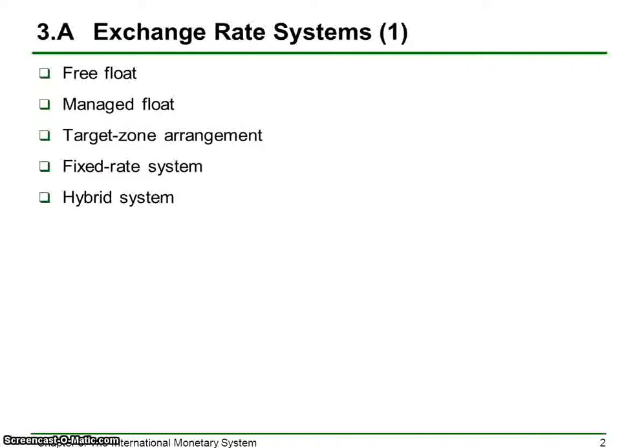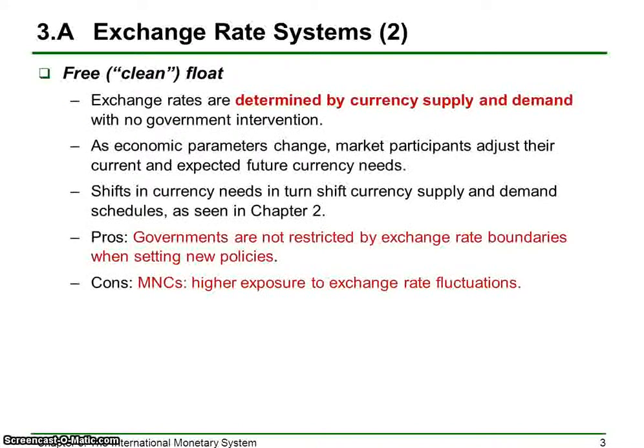There are 5 types of exchange rate system in monetary system: free float, managed float, target zone arrangement, fixed rate system, and hybrid system. Let's see what free float system is. Free float system is exchange rates that are determined by currency supply and demand with no government intervention.